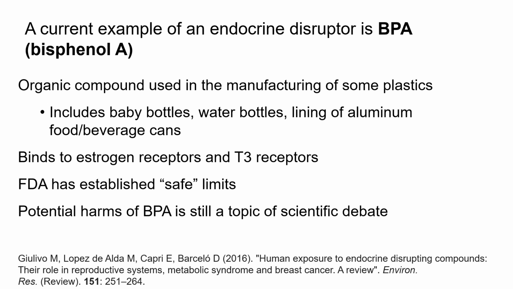Another example of an endocrine disruptor is BPA. BPA stands for bisphenol A. And BPA is an organic substance that is useful in the manufacturing of certain types of plastic. Very pliable, soft plastics include BPA. And we find these plastics lining cans, like you might buy a can of, what do you buy a can of? A can of corn or a can of spaghetti sauce, something like that. There's a thin plastic coating lining that can that might include BPA. And BPA is an endocrine disruptor. It binds to estrogen receptors and thyroid hormone receptors.